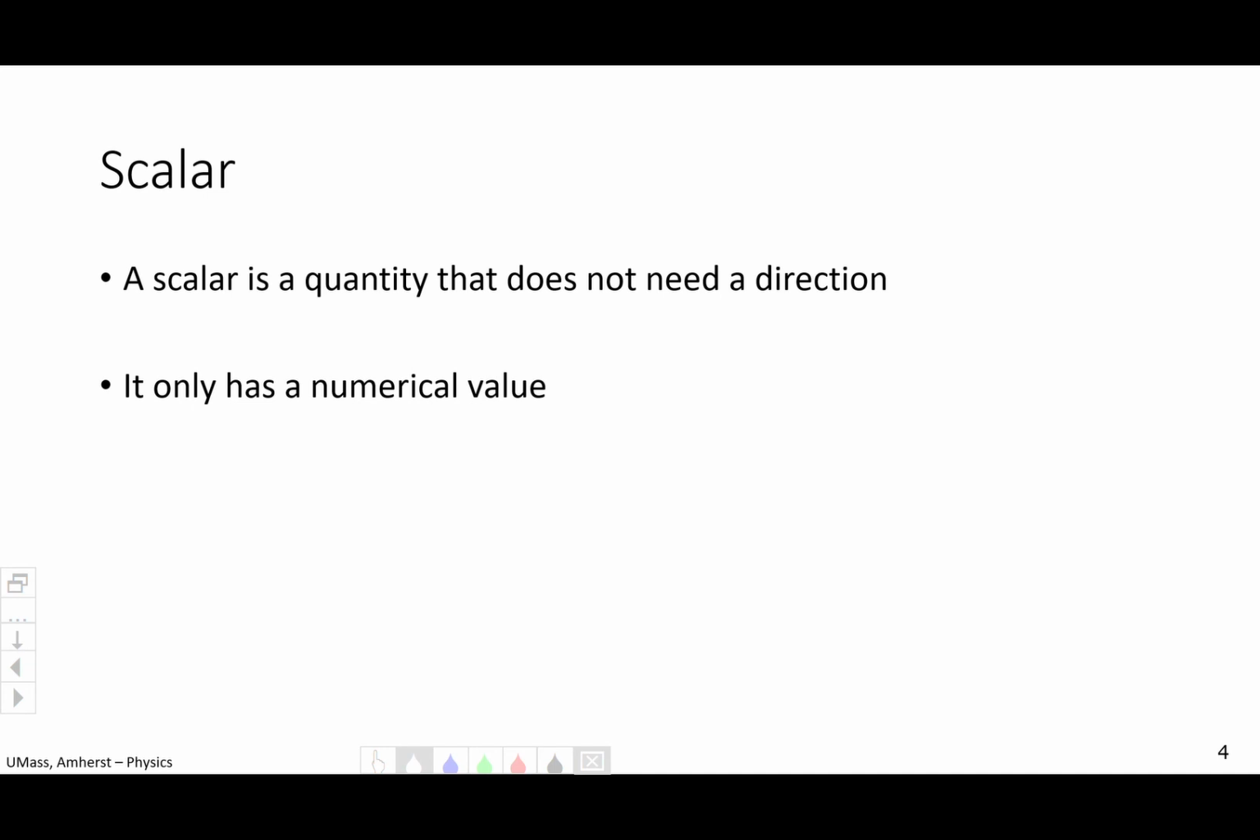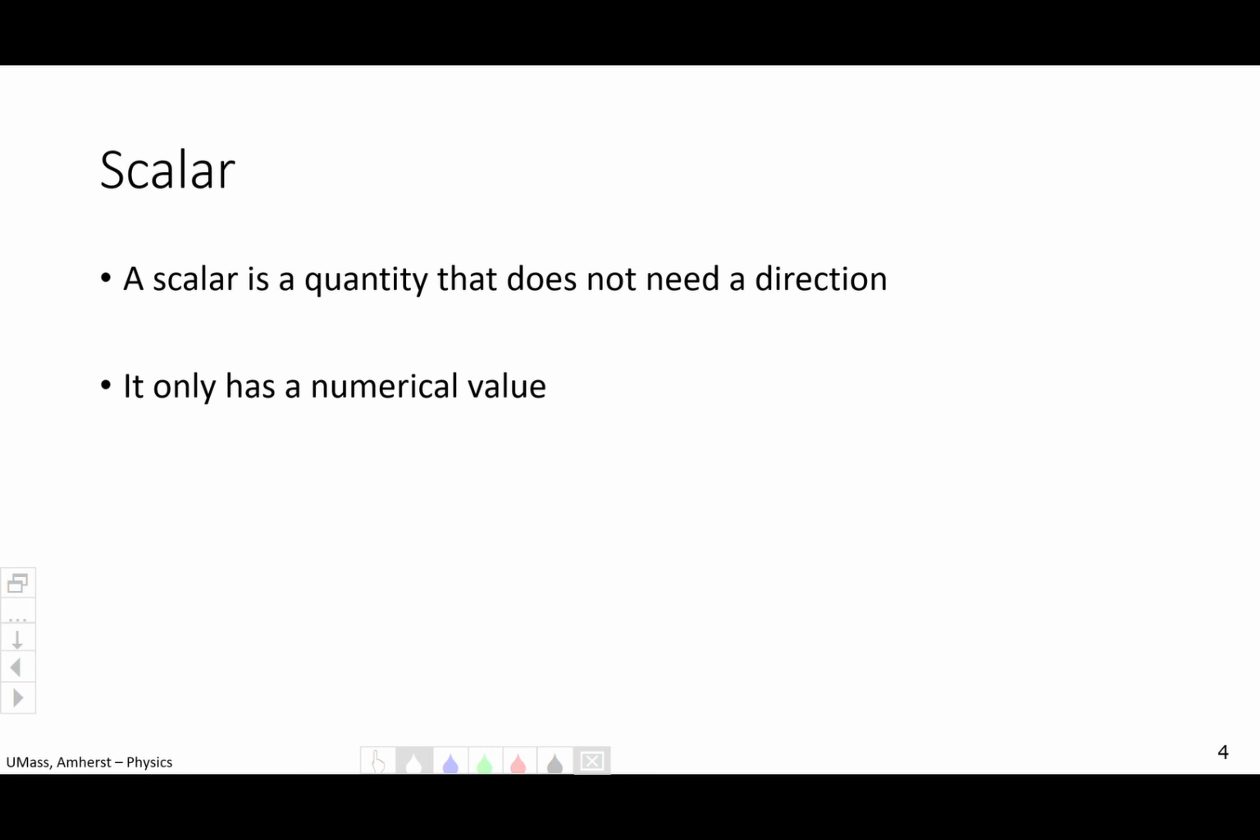Okay, so the next thing is a scalar. So conversely to a vector, a scalar is a quantity that does not need a direction in order to make sense. It only has a numerical value. So if we're talking about the differences between vectors and scalars, you can think of a vector as something like a force. So a force requires both a numerical value, 20 newtons, and a direction. So you need to know 20 newtons to the right, 20 newtons to the left, up, down, etc.